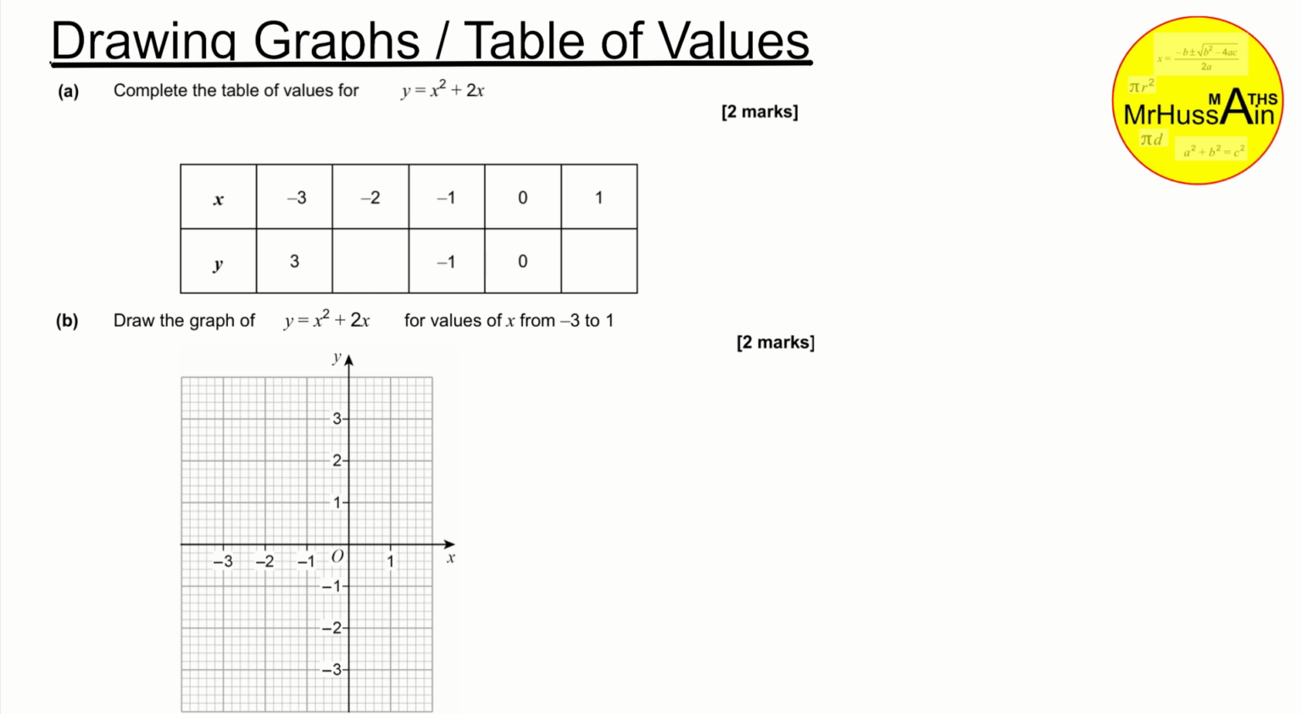So this is drawing graphs from a table of values. You can see the table of values, because that's what they do. For 2 marks, we're going to complete the table of values. I always normally start with a positive x first to get warmed up.